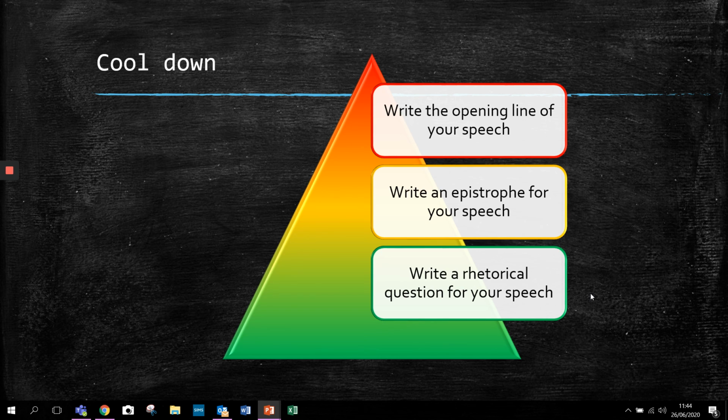Now, final thing for this lesson is a little bit of a cool down. I'd like you, if you have already written it, I'd like you to go through and highlight where you found these things. But if you haven't finished writing your speech yet, I'd like you to write these things now. So I'd like you to write the opening line of your speech, an epistrophe for your speech, and a rhetorical question for your speech.